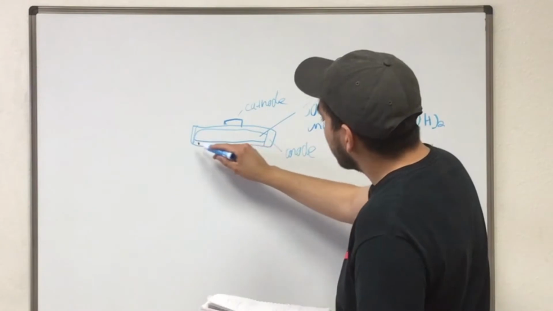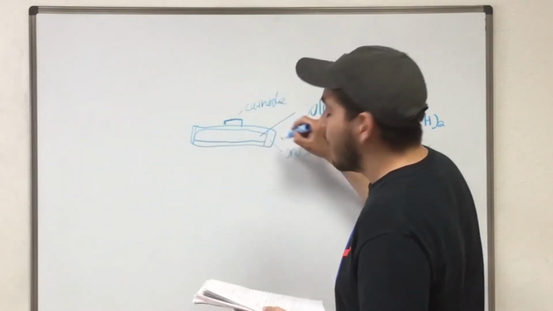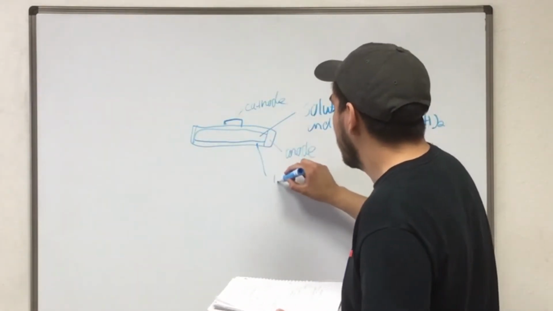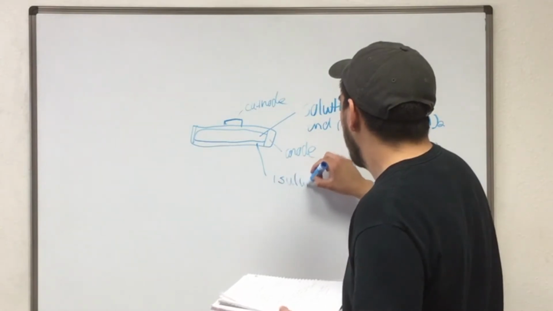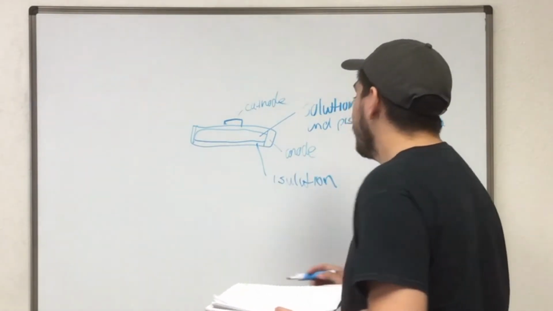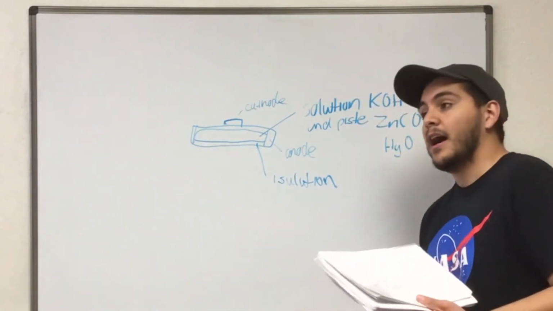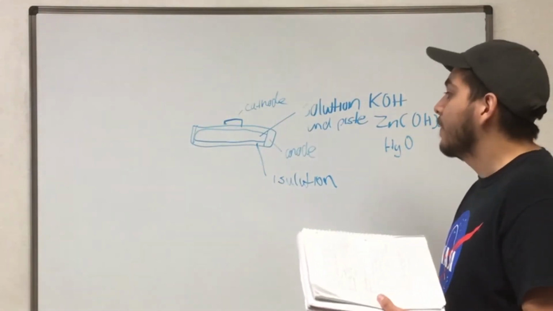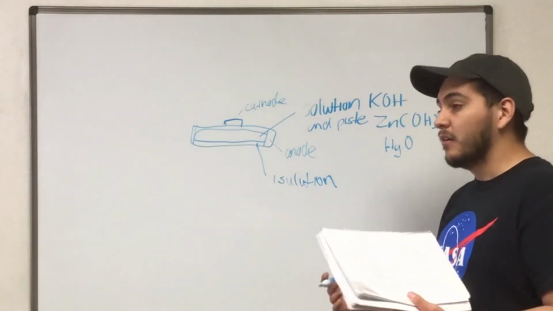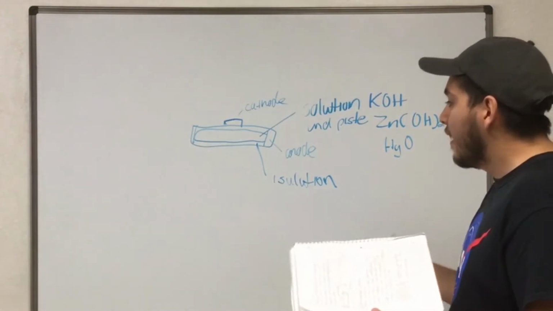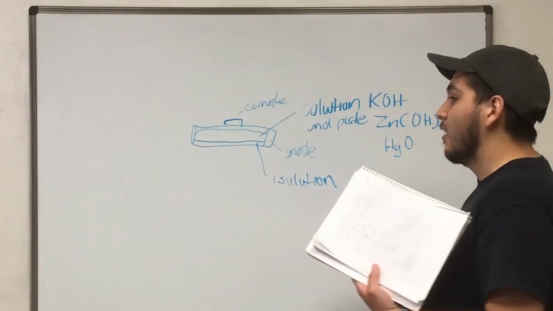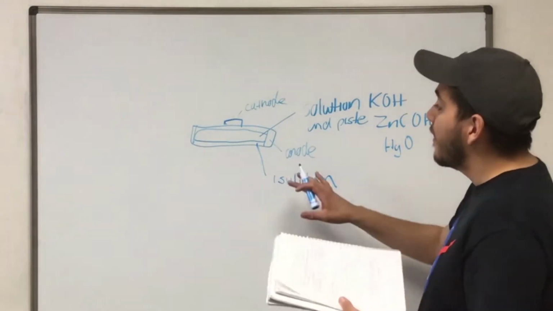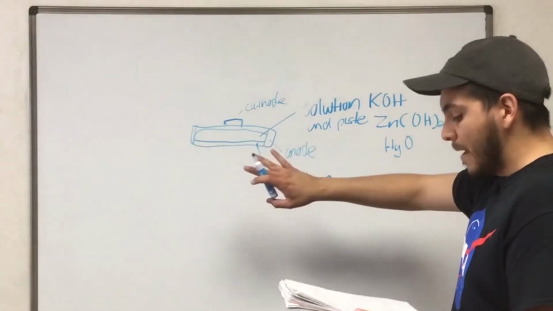Okay, and this around right here, the metal around it, it's the insulation. Most of these components are toxic. You don't want to go ahead and have any direct contact with any of them because they are toxic. They all form together a reaction in order for you to also generate electricity from this battery right here.